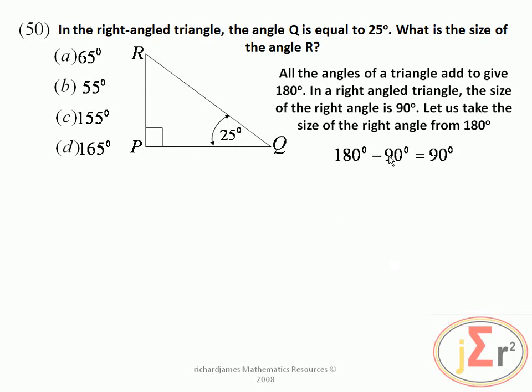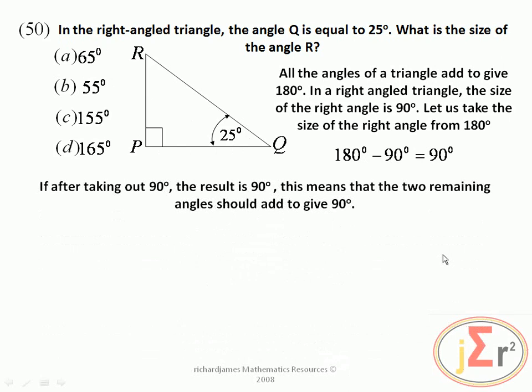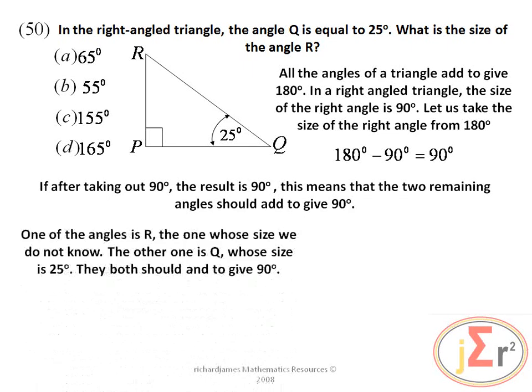If we take out the 90 degrees from the 180, we get 90 degrees. So 90 degrees will be the size of the other two angles combined. So if after taking out 90 degrees the result is 90 degrees, this means that the two remaining angles should add to give 90 degrees. One of the angles is R.